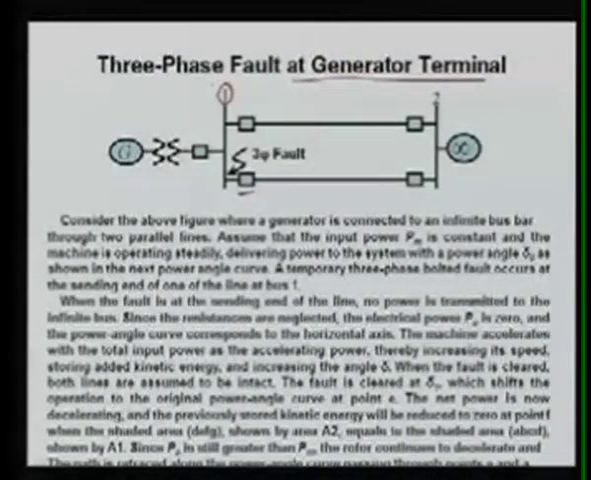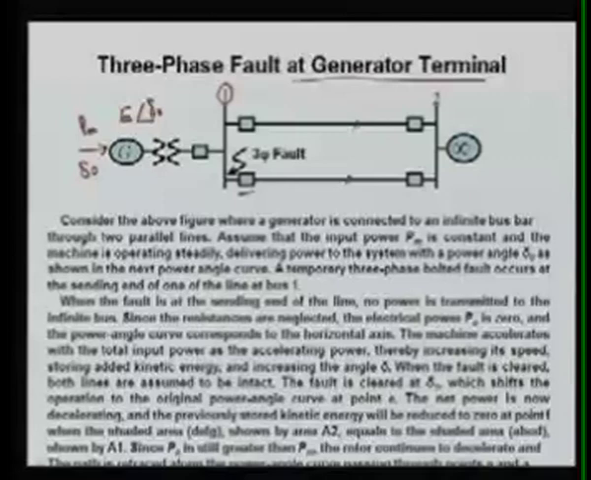Again this system is similar to our previous system: a generator is connected to an infinite bus bar through two parallel lines, line 1 and line 2. Assume that the input power PM is constant, and the machine is operating steadily, delivering power to the system with an angle delta naught. Here delta naught is the angle of E, I can say E angle delta naught during the steady state, and that will be shown in the next curve.